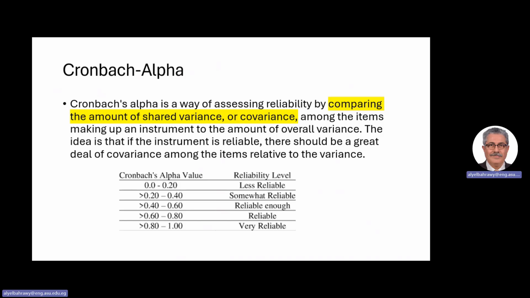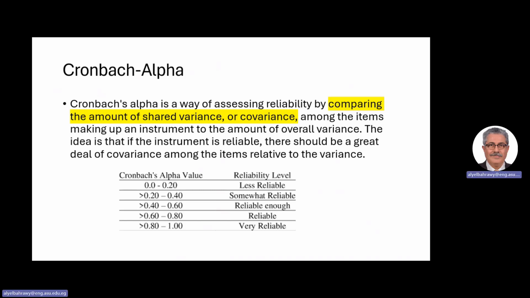This is an additional slide that I added to clarify Cronbach alpha for those who are not very much into statistics, because this tool is a way of assessing reliability by comparing the amount of shared variance and covariance among the items making up an instrument to the amount of overall variance. The idea is that if the instrument is reliable, there should be a great deal of covariance among items relative to the variance.